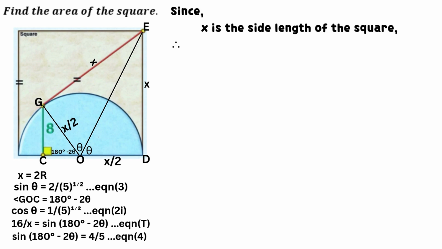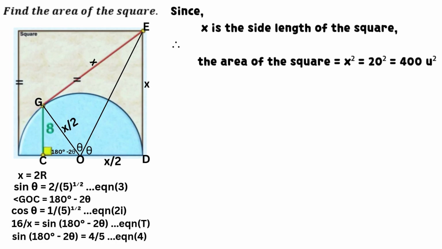Since x is the side length of the square, therefore the area of the square equals x squared, which equals 20 squared. The result is equal to 400 square units.